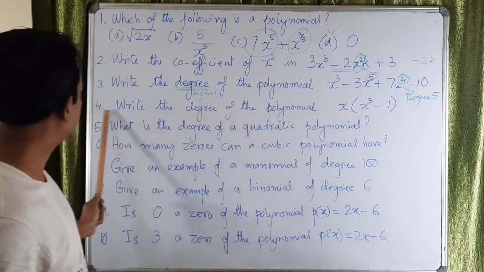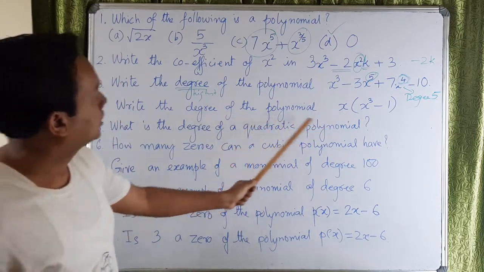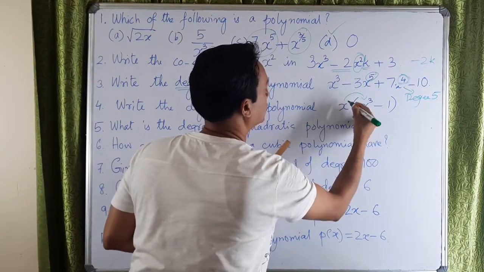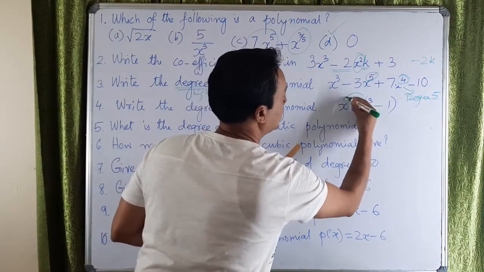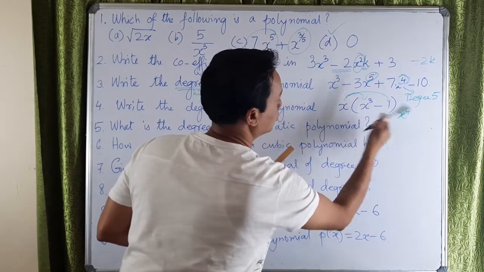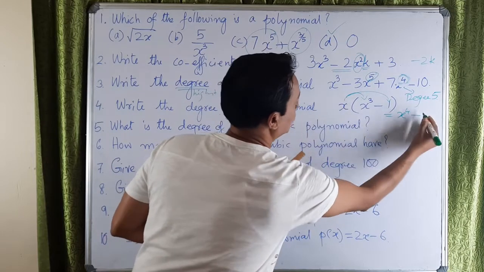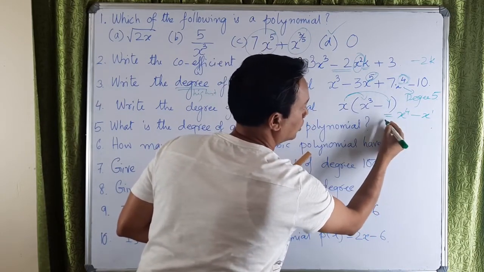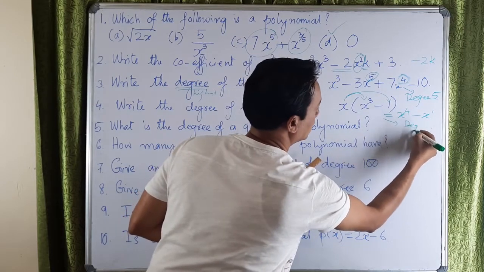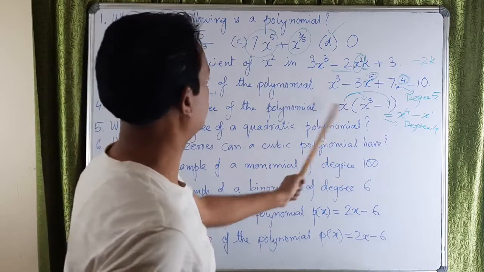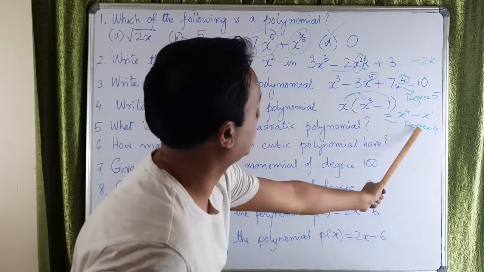Now, in this one, before, we cannot write directly degree 3. We have to first multiply, because there is multiplication. So if you multiply this 2, it is going to become x to the power 4. x into x cube is x to the power 4. x into 1 will be x. Now you check what is the degree. Highest power is 4. So you will say degree 4, because after multiplying, you get 4.